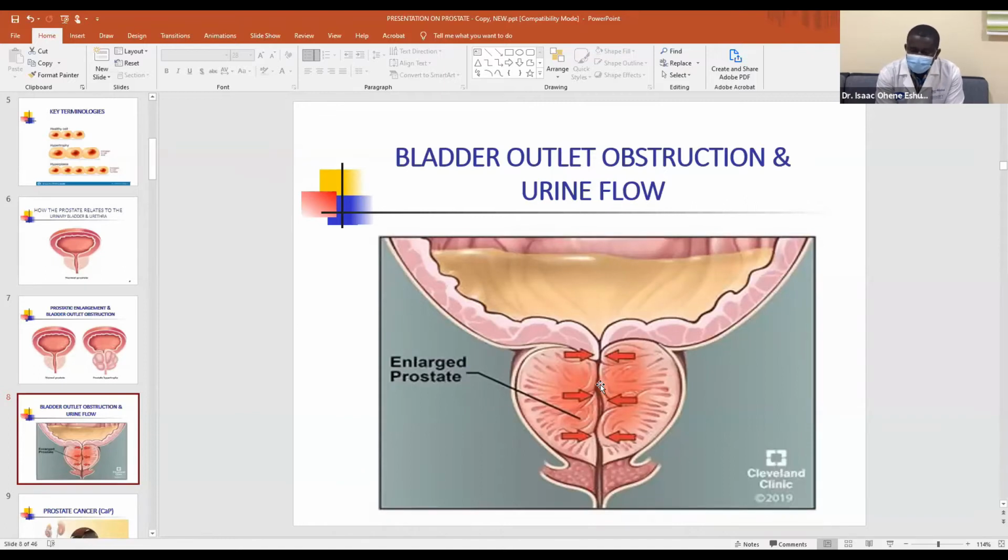As the prostate increases in size, the bladder outlet, which is supposed to allow for the drainage of urine, gets blocked. And so we have a picture here where we have urine in the bladder, but it cannot be drained through the urethra because the prostate has taken over the space. Most of the symptoms, as I said, will be related to this one particular picture.